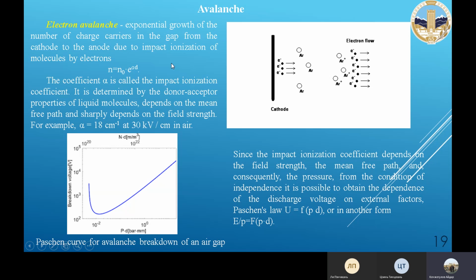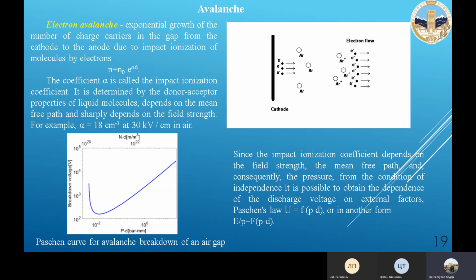The coefficient alpha is called the impact ionization coefficient. It is determined by the donor-acceptor properties of the molecules, depends on the mean free path, and depends sharply on the field strength. For example, for air it is 18 at 30 kilovolts per centimeter.